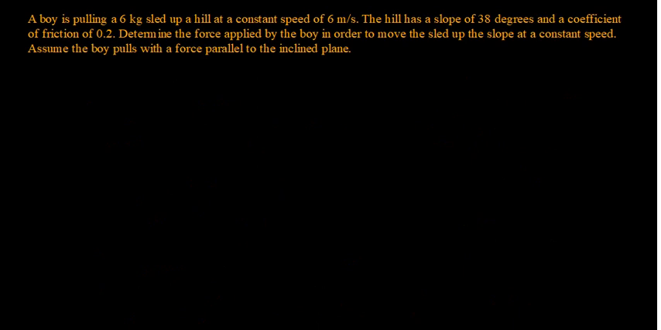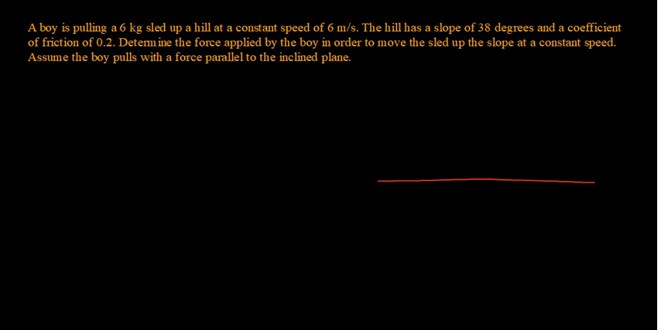So let's once again do our sketch and see how that is going to help us. So that's the horizontal, that's our incline. This is the angle, which is 38 degrees. So let's assume this is the sled. It's quite a big box, but it doesn't matter here. Okay, as our sled.